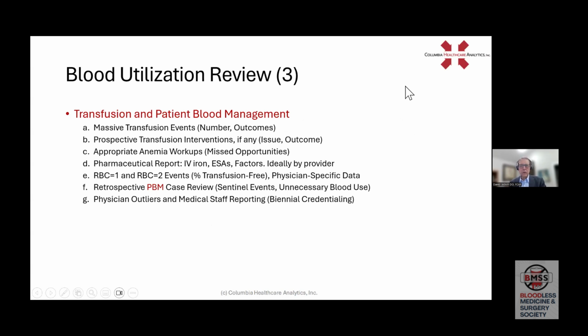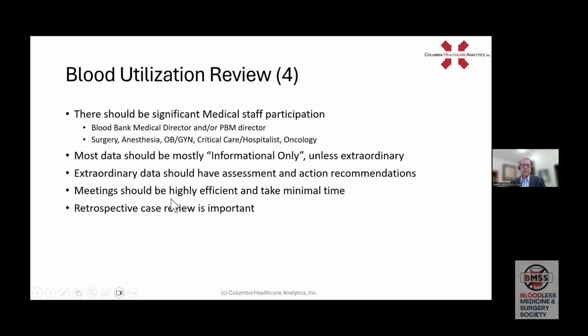In all the committees I have sat in on, they hardly ever touch these things, such as the massive transfusion events, the number, and their outcomes. They oftentimes leave out the outcomes. Prospective transfusion interventions, which I think are pretty cavalier. Most people, if they say they have a bleeding, GI bleeding or this or that, they usually get approved. When we look at these after the fact, they almost always are unnecessary. Appropriate anemia workups, pharmaceutical reports, which is often not done. Again, the RBC 1, 2, and et cetera.